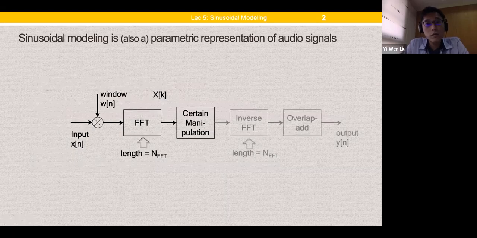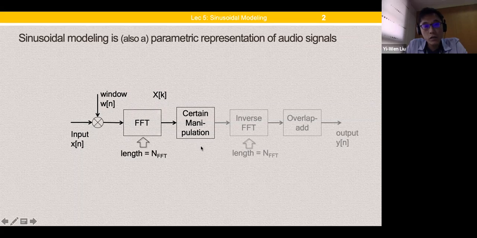And so please remember that probably in the beginning part of this semester, we talked about a general framework for blockwise audio processing. On the input side, you would typically take a block of the signal by multiplying the signal with a window, and the window does not have to be rectangular. And then we use fast Fourier transform to go to the frequency domain. Capital X represents the Fourier transform of lowercase x.